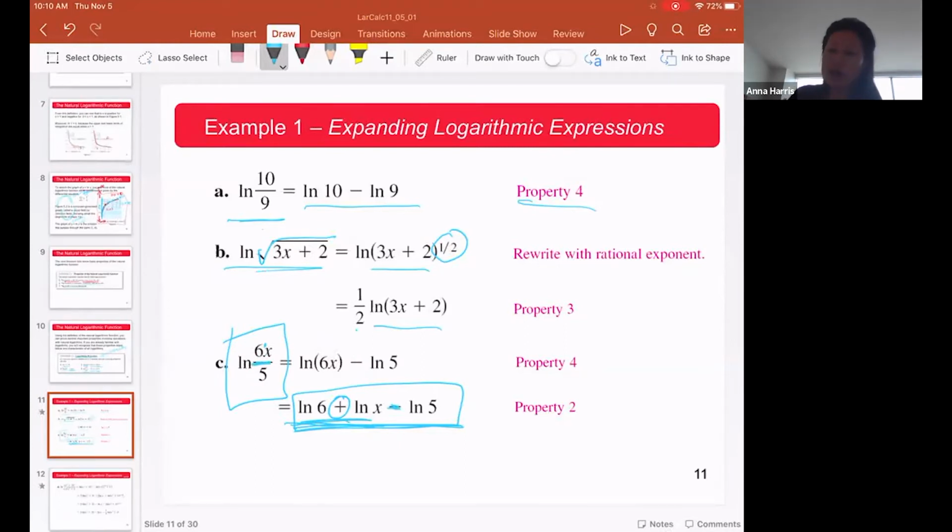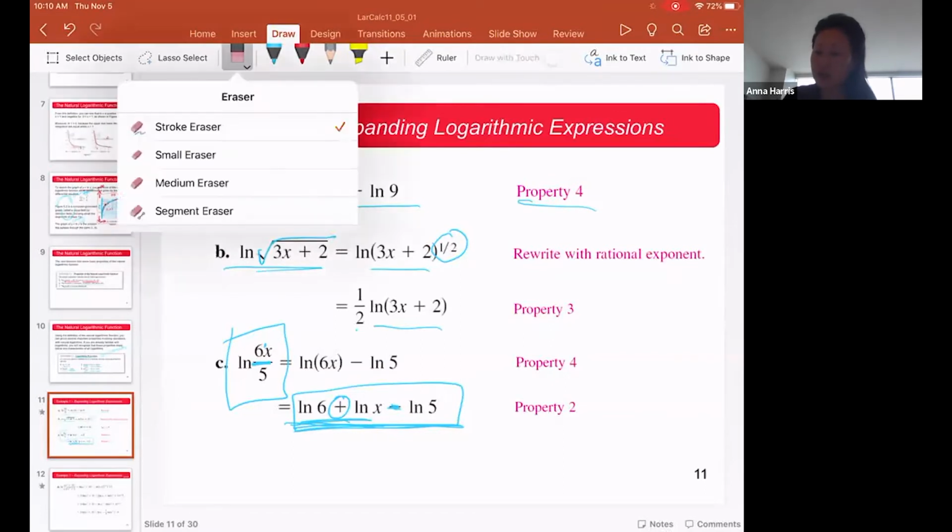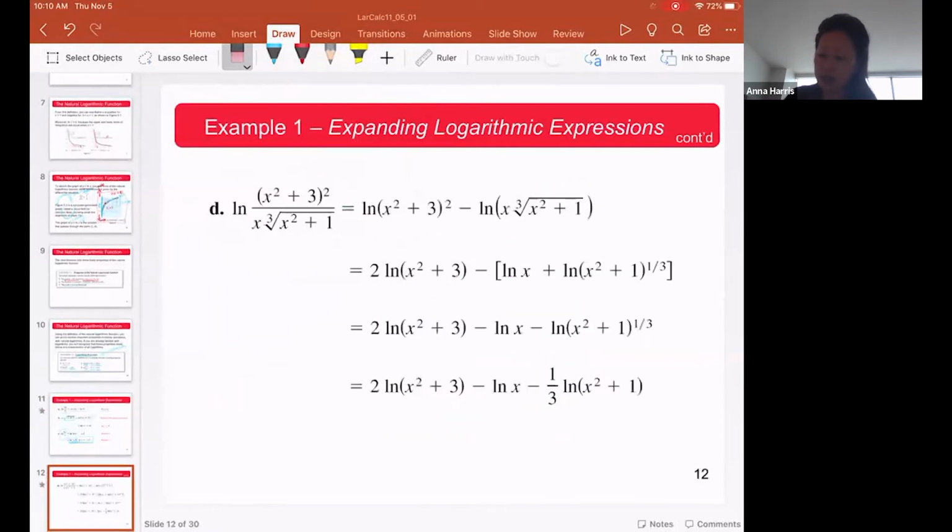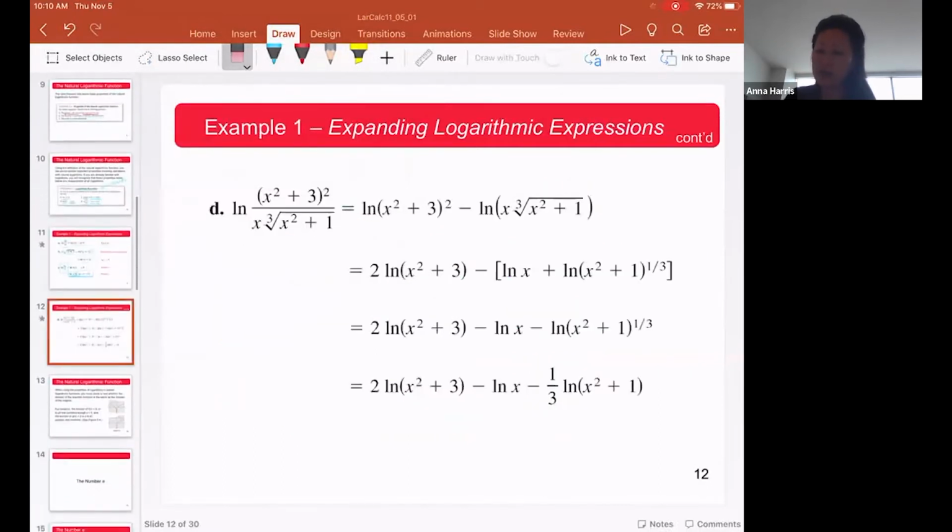All right. Any questions with this example? Anybody have any questions with this example? Does everybody understand what's going on? Yeah. Let's look at the little complicated one.